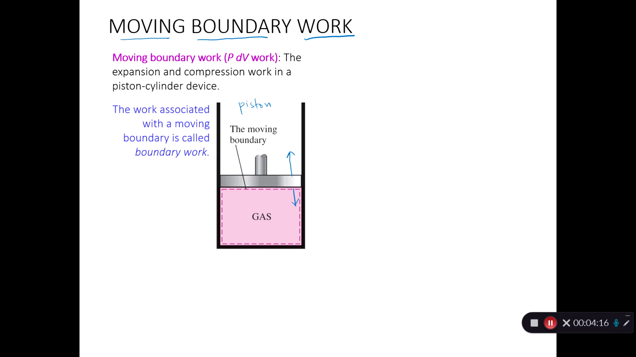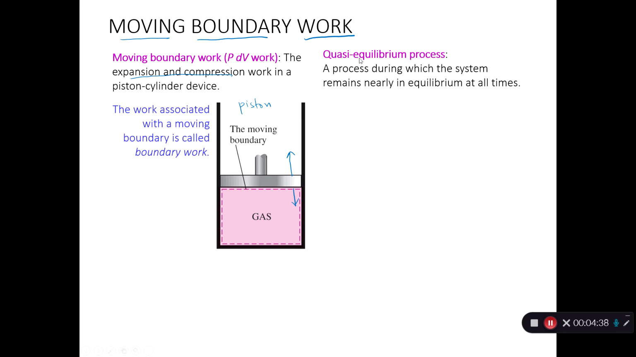So the work associated with a moving boundary is called boundary work. If the piston head is not moving, then there's no boundary work. So in short, moving boundary work is associated with the expansion and compression of a piston. I'm not going to explain quasi-equilibrium yet, maybe in class.